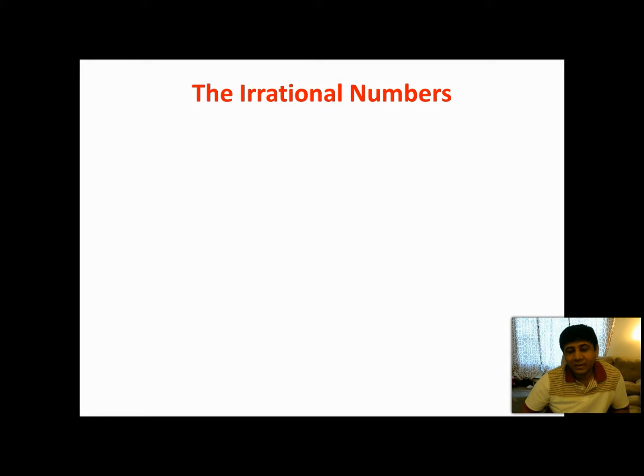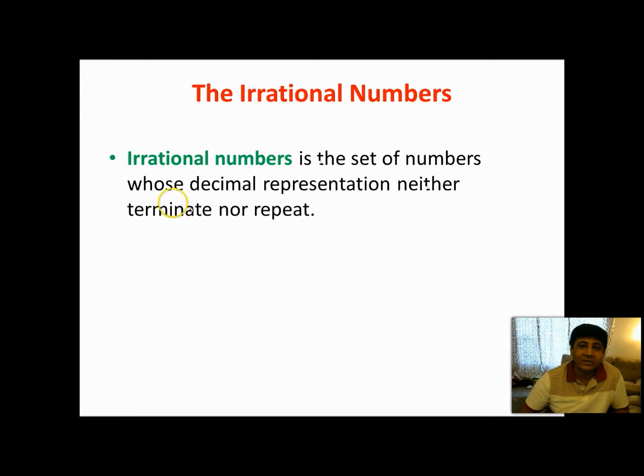So let's start with the irrational number. An irrational number is a number whose decimal representation neither terminates nor repeats. It just goes on and on. It does not repeat, it does not have a specific pattern like 0.63636363, and it does not terminate like 1/2 terminates at 0.5. If we write them in decimal representation, they do not terminate and they do not repeat. So it's the third category.